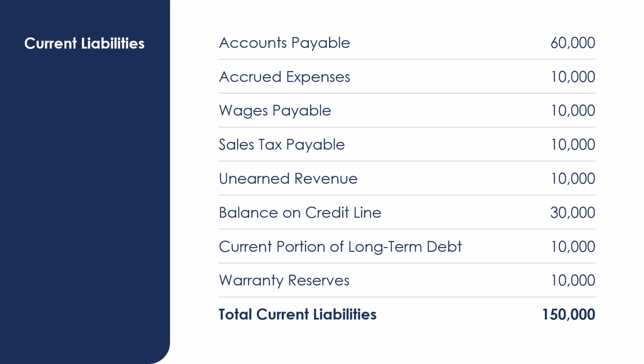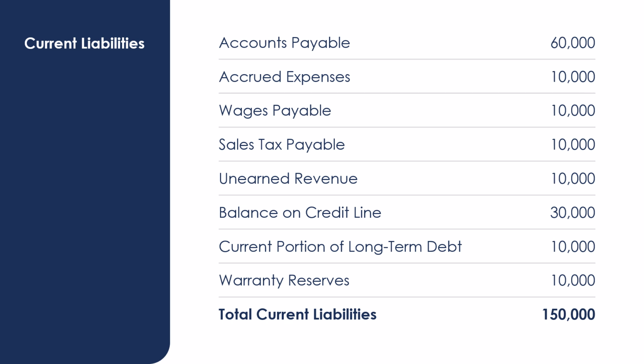Yes, accrued expenses are a current liability. We have used a service or bought a product, but have not yet paid for it. Wages payable, $10,000. Sales taxes payable included. Unearned revenue, $10,000. That's a liability. We received payment, but must still deliver the product or service in the current period. Balance on credit line, $30,000. Current portion of long-term debt, $10,000. That's the principal repayment due this year, whether on a mortgage or equipment loan.